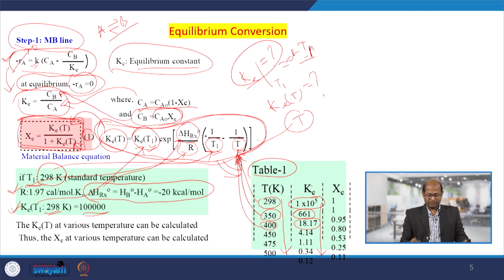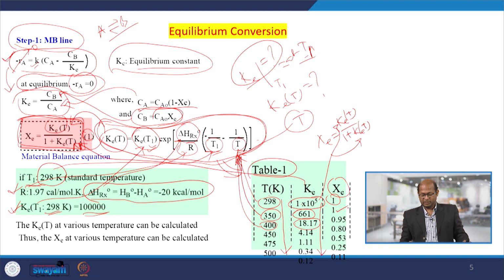Once the Ke value is known at this particular temperature, we put this Ke into equation 1, in the numerator and denominator, and by using X equals Ke over 1 plus Ke, we can find the Xe value. The Xe value for this particular point is 1, and like that it gradually decreases. So the equilibrium conversion gradually decreases.